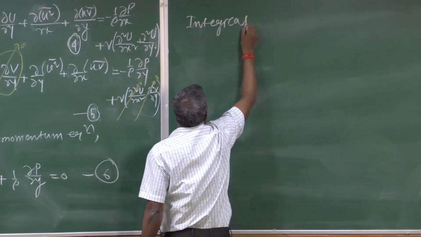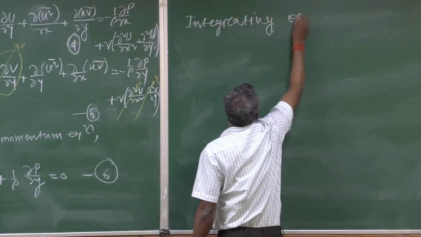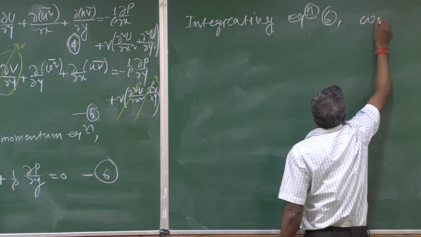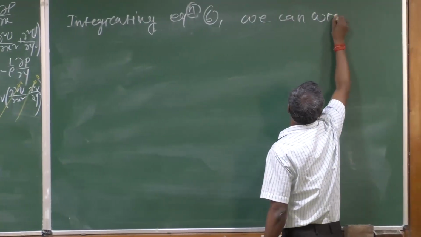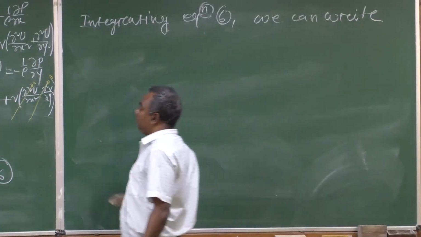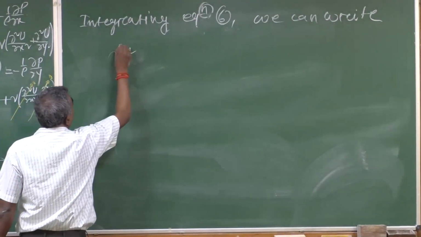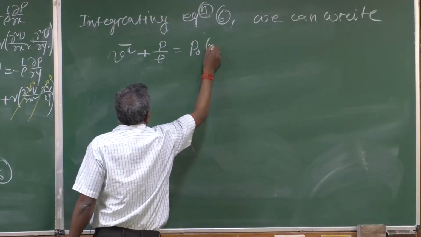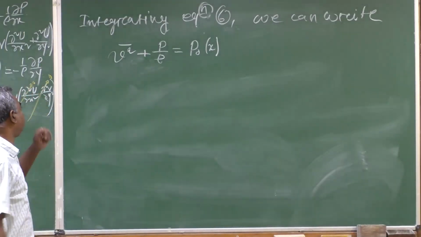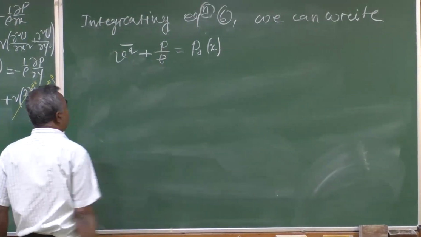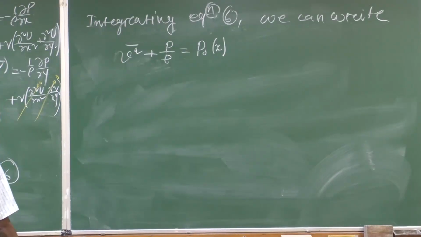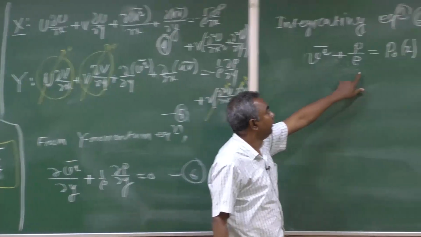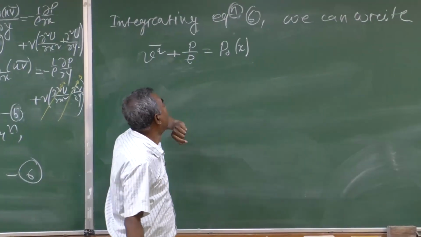So, integrating equation 6, we can write v square bar plus p by rho is equal to p naught of x. Note that the pressure within the boundary layer is a function of both x and y. That is why ∂p/∂x as well as ∂p/∂y is here, but in the free stream the pressure is a function of x only.